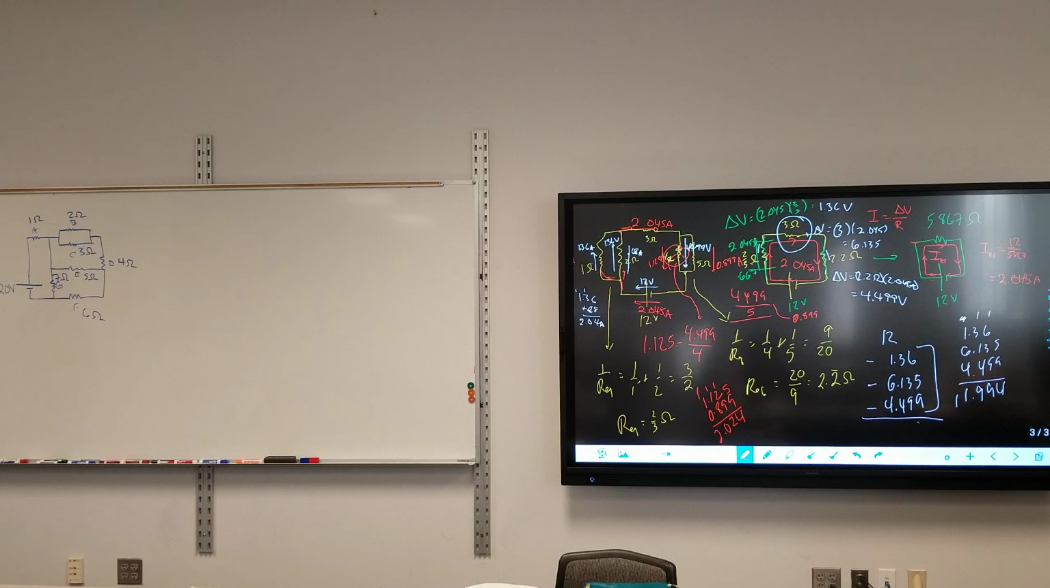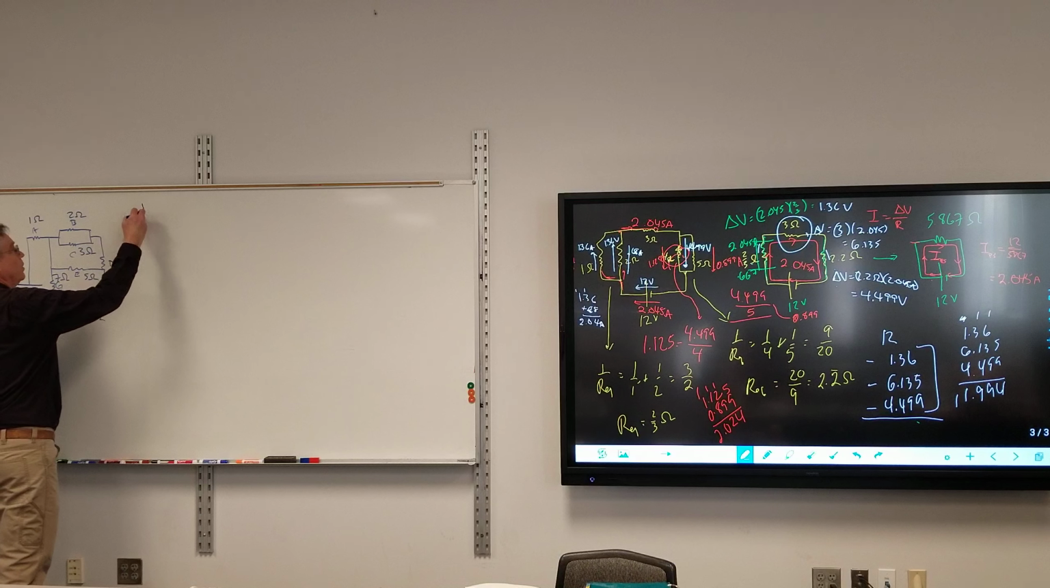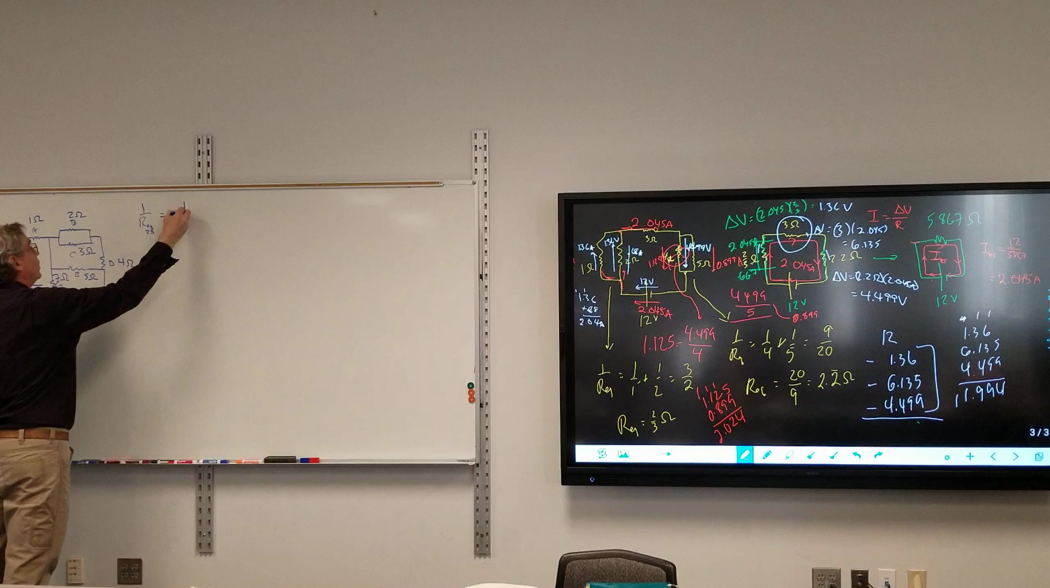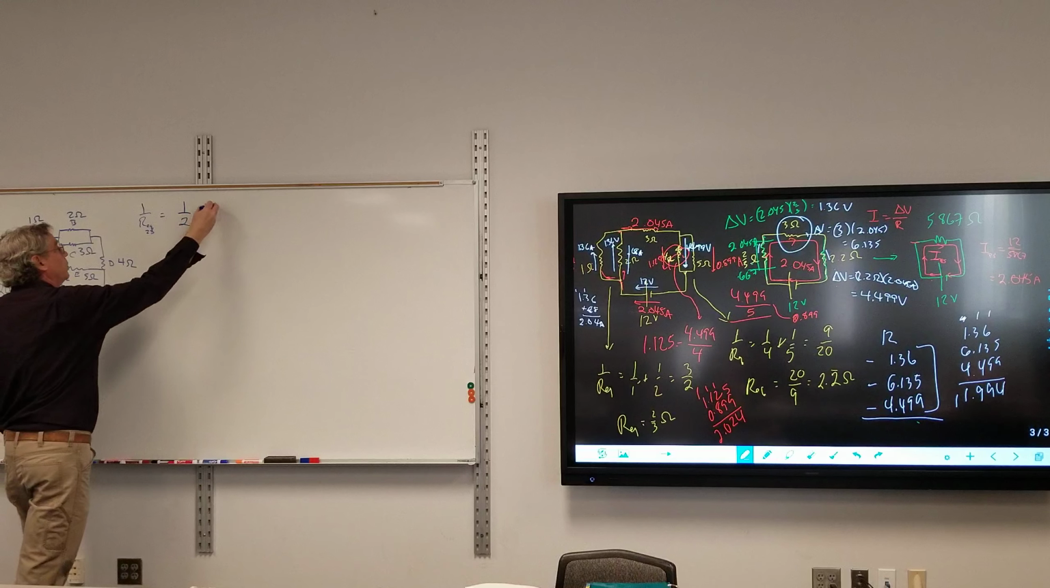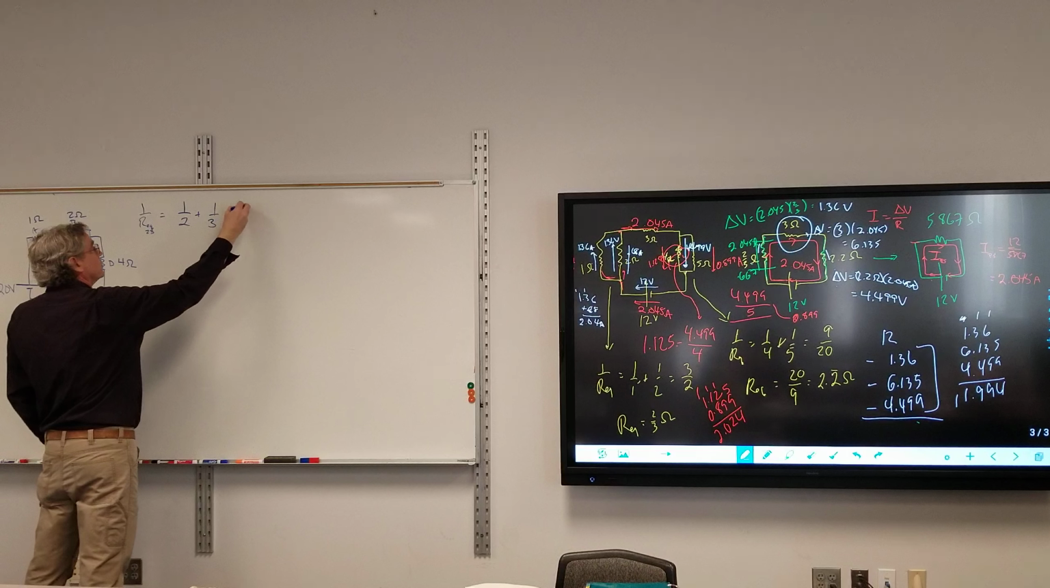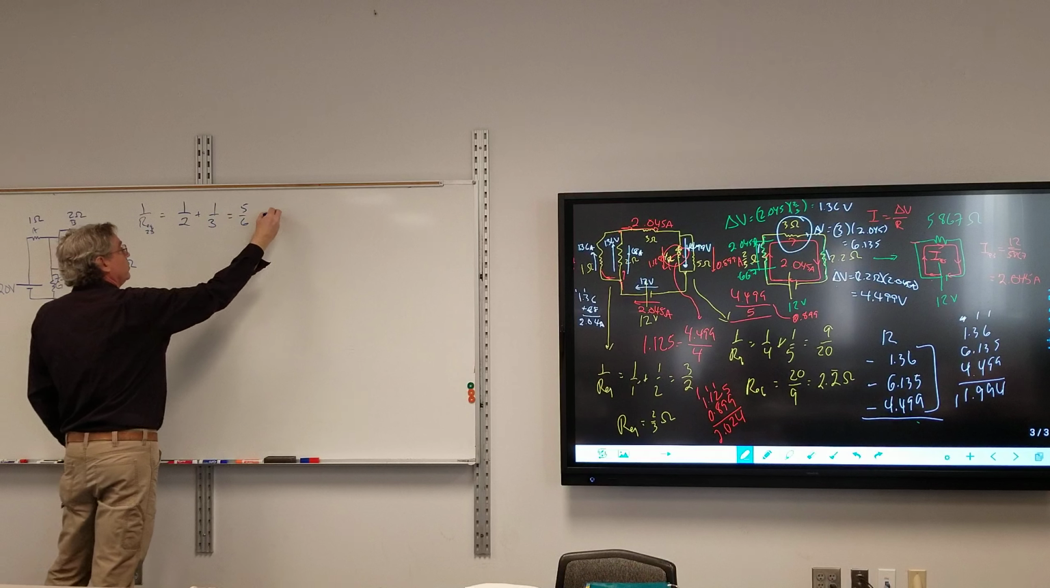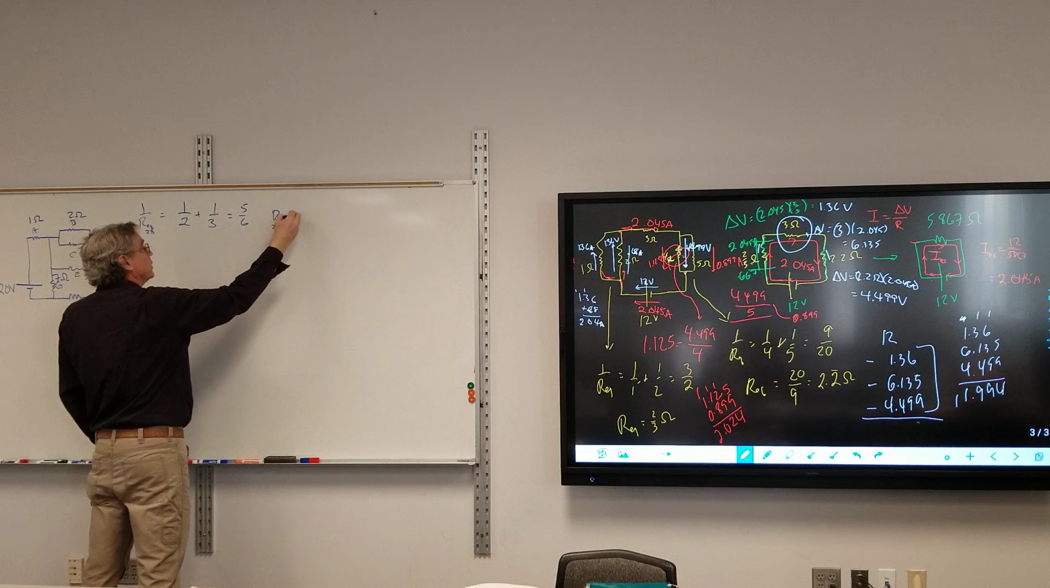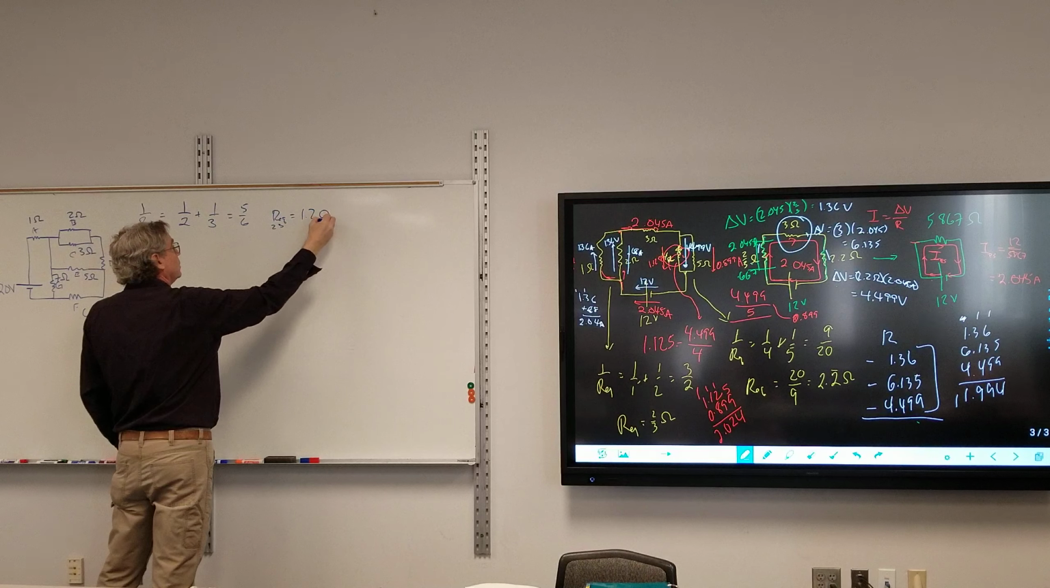First, we need to find an equivalent resistance. So which ones do I combine first? 2 and 3. Yep. So 1 over the equivalent resistance of 2, 3 is 1/2 plus 1/3, which is 5/6. So the equivalent resistance of the 2, 3 is 1.2 ohms.